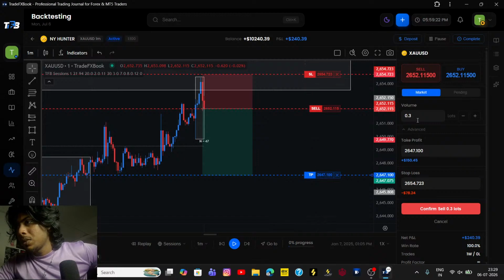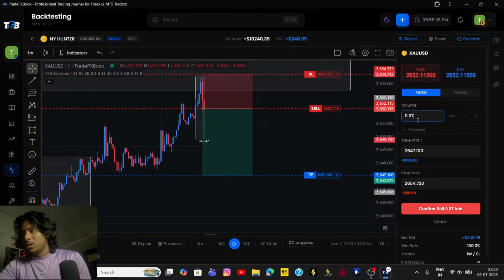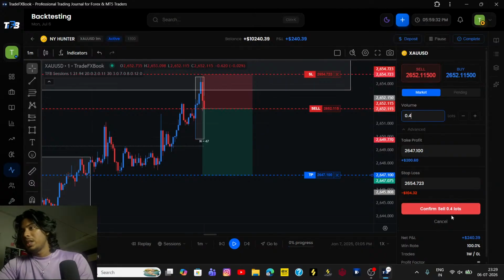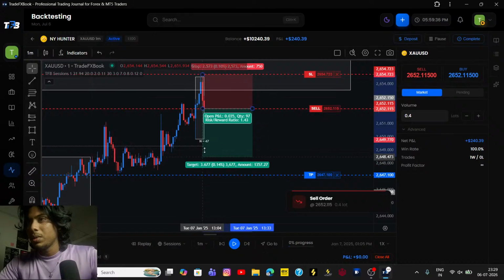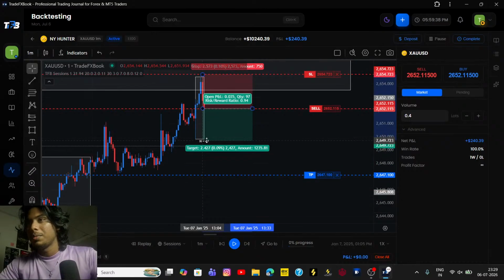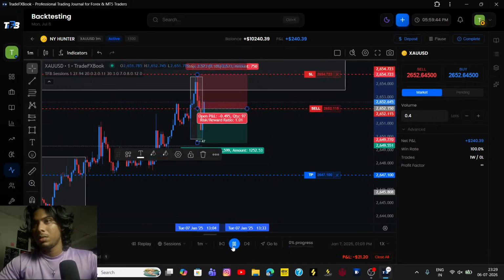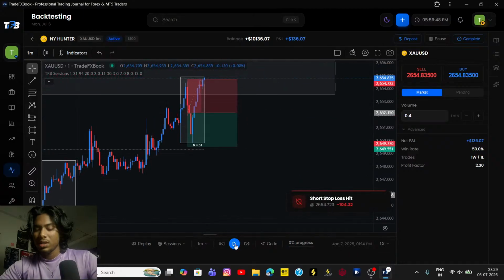Okay, so I think I can add this to make the SL accurate now. Confirm sells after 1:1. I'm going to move it to break even. This is the 1:1. Let's play this off. Okay, it took the SL. Great.